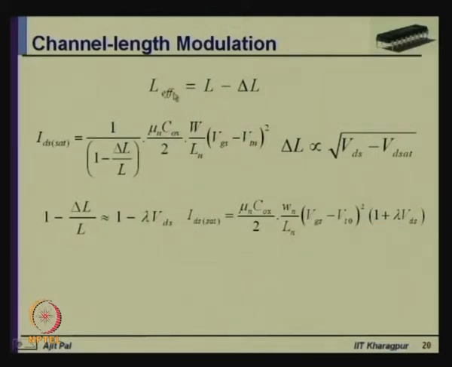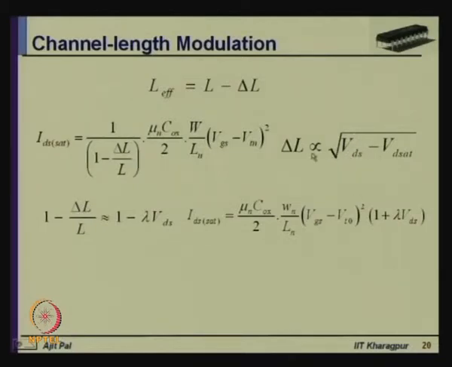We can take it into account by substituting L effective, which is equal to L minus delta L. So, L minus delta L we can represent by this expression, where we have substituted the effective channel length, and this variation is proportional to VDS minus VD sat. Essentially, when the saturation starts, that is your VGS minus VT, and this is the VDS. So, this change in the channel length is proportional to the drain voltage.